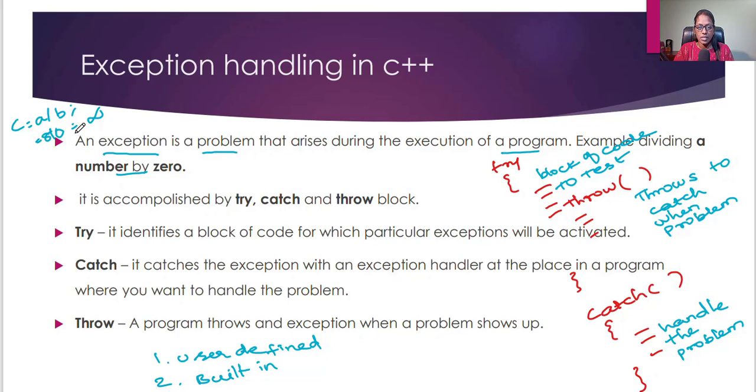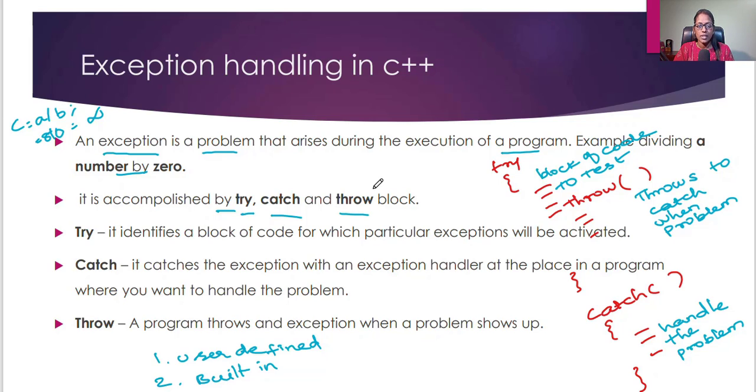In the same way, if this kind of exception happens in a program, the system will become stuck. To avoid this, how I handle these exceptions in C++ is called exception handling in C++. This is accomplished by the try, catch, throw blocks. These exceptions are handled using the try, catch, throw blocks.